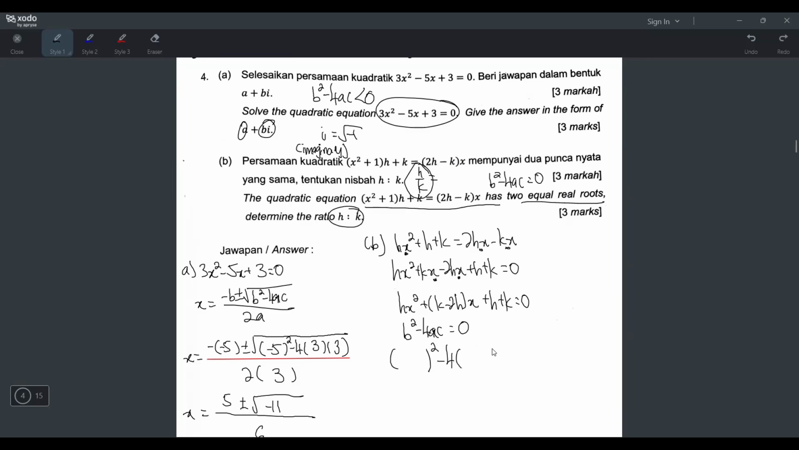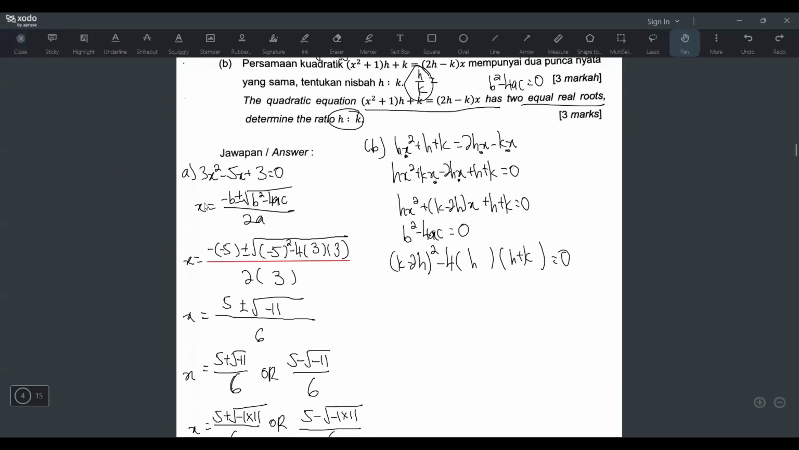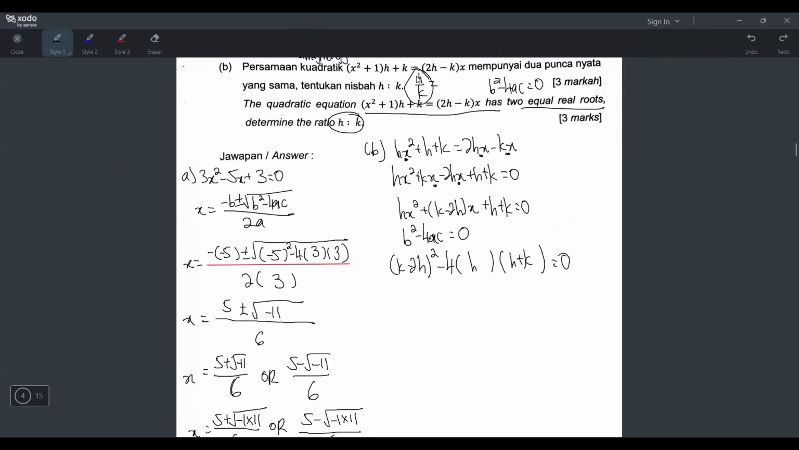So b square minus 4ac equals 0. The b is k minus 2h, a is h, c is h plus k. Okay, memang is impossible one. If you want to find h separately and k separately, memang is impossible because you have two unknowns, h and k, in one equation. Memang is impossible one. But it's possible to find h over k. Yeah, it's possible. But you need to know how to pindah lah.